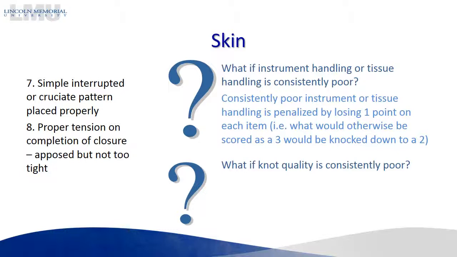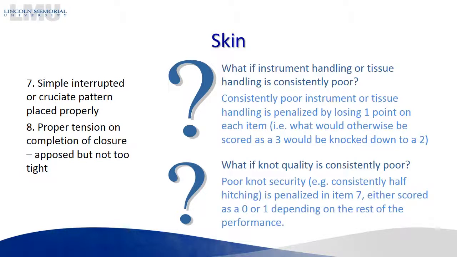And as far as knot quality, if that knot quality is consistently poor, we're going to penalize that in item 7, and that's that our simple interrupted or cruciate pattern was placed properly. So we're either going to score that as a 0 or a 1 if we have poor knot security. A 0 is going to be a case where there was something else that was problematic with this pattern besides poor knot quality. So perhaps the sutures were backhanded or something else is wrong with it. A 1, a borderline performance, is what we're going to give if we have poor knot security, we've got some consistent half hitching in there, but the rest of the pattern is placed correctly.